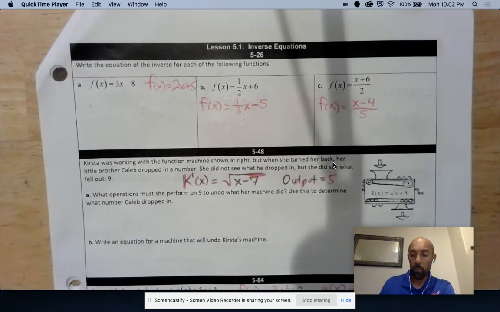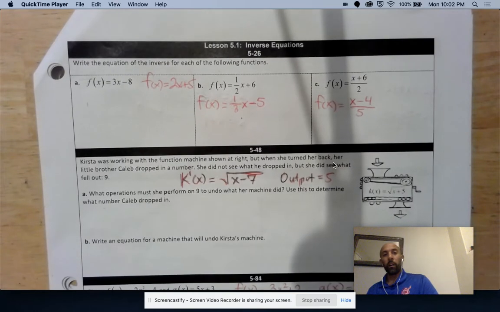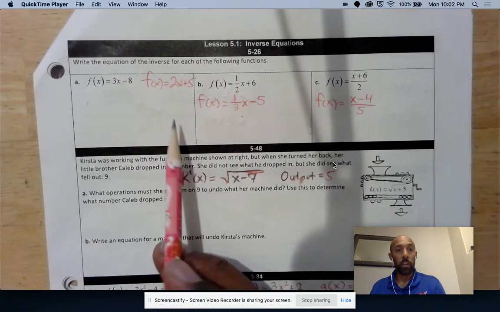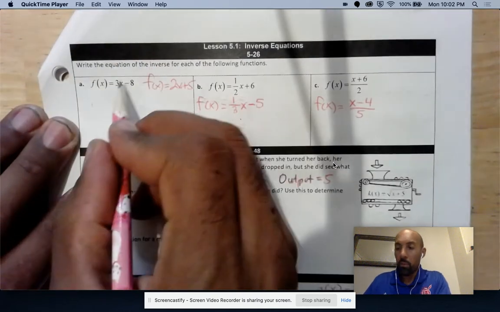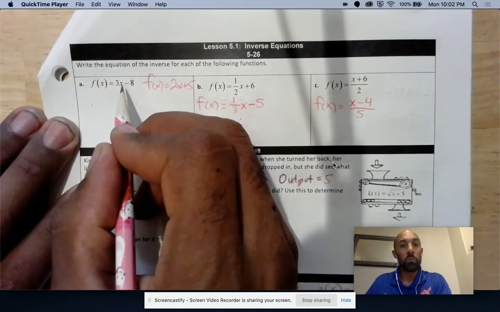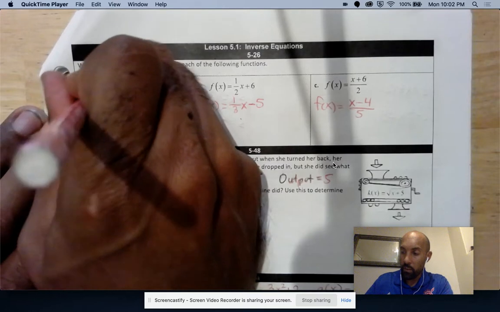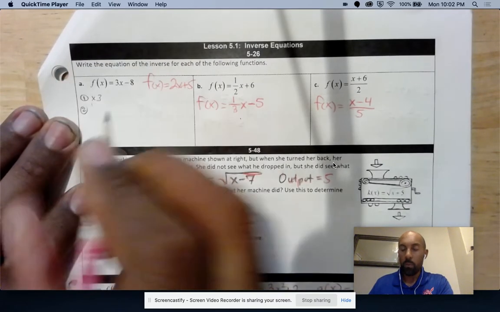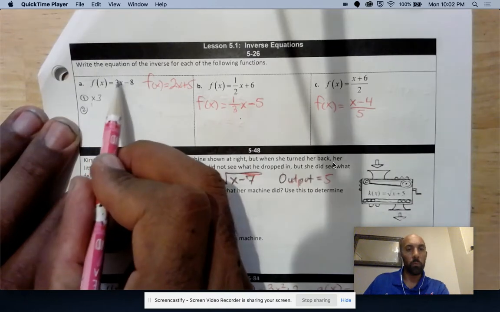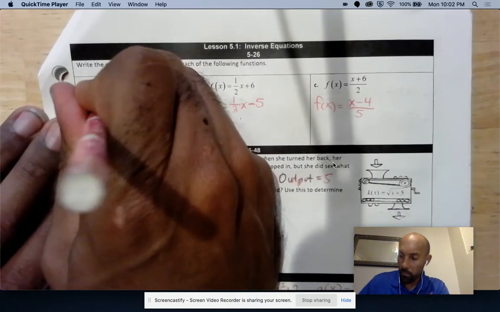So remember, when you're working with these, you want to figure out first what are the steps to solve for x, or solve for f of x if you were to be given an input, right? So if I gave you an x to plug in here, what would you do first? Well, the first thing I'd do is multiply 3. What would be the next thing you do after you multiply 3? Well, then you'd subtract 8.